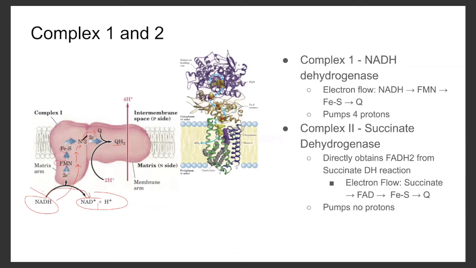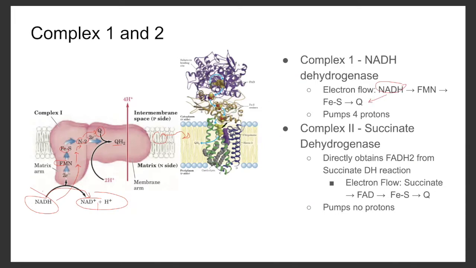FMN, FES, and N2 are all inside the enzyme, whereas Q is a carrier. It's a molecule that is free to move around the membrane. It's not stuck in the protein. So essentially, the process of complex 1 is to move electrons from NADH to Q. So that's the first thing that complex 1 does.